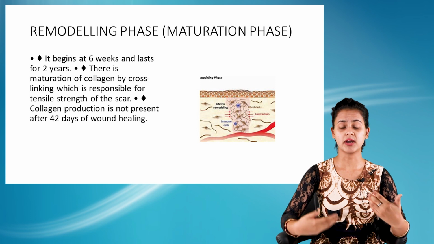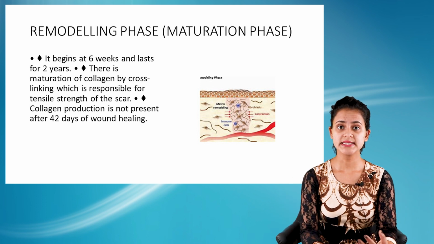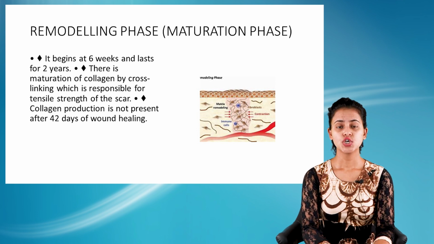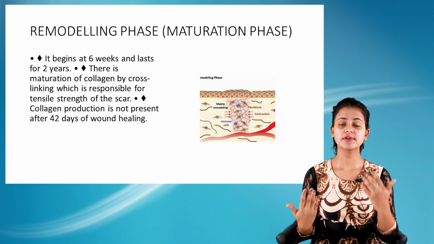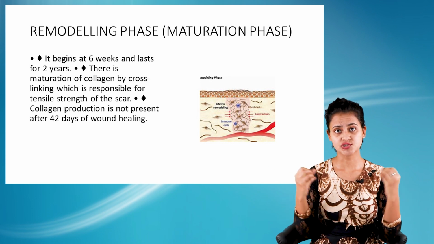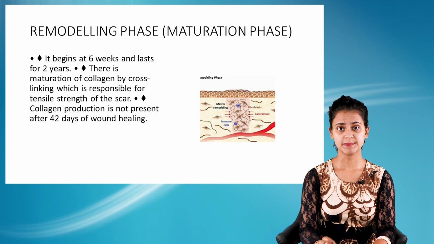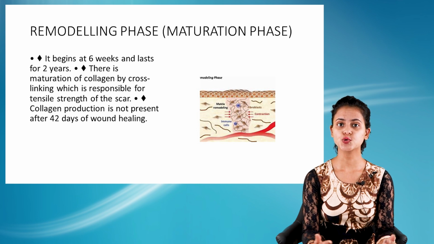So as this proliferative phase helps in the synthesis of collagen and fibrinogen mesh formation, next it will be followed by the remodeling phase. The remodeling phase is often termed the maturation phase as well. This remodeling phase lasts from 6 weeks up to even 2 years. In this phase, there is maturation of the collagen by cross-linking, which is ultimately responsible for the tensile strength in the scarred area. Collagen production after day 42 will be completely stopped. Remodeling takes place because of the cross-linking of the collagen fibers, which ultimately provides tensile strength to the injured part.